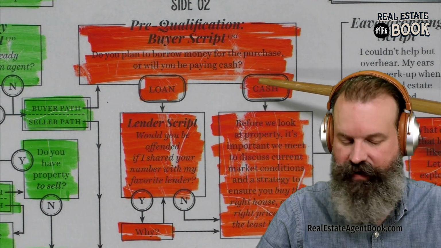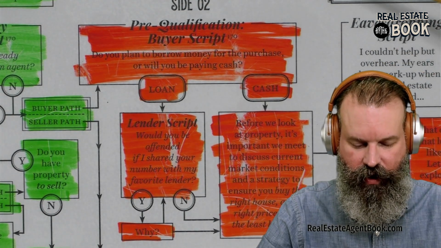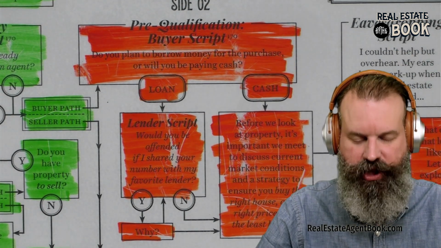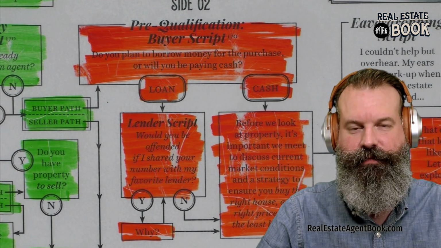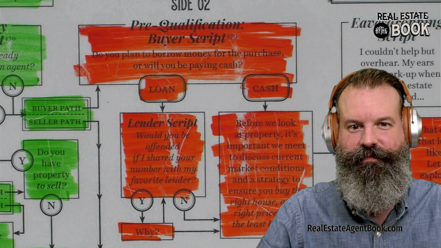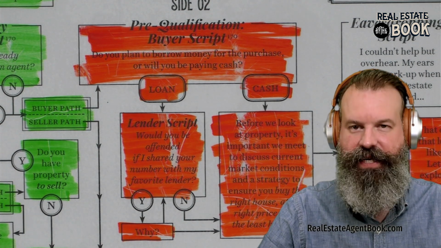So we're going to follow this through the buyer path, and it comes up to here, which is that pre-qualification script. So, Clint, let me ask you a question. Do you plan to borrow money for the purchase, or will you be paying cash? We'll borrow money. You're going to borrow money. We'll borrow. Well, this is exciting.